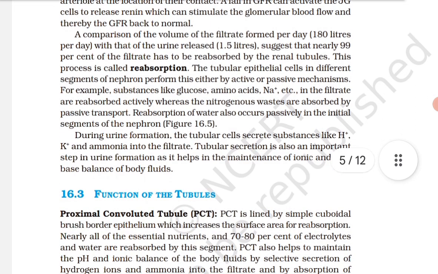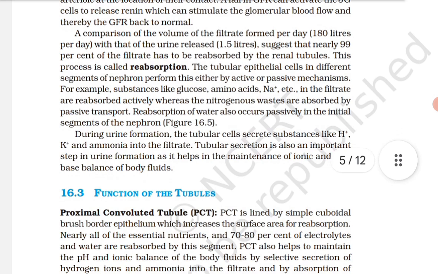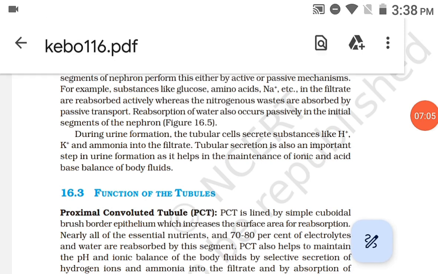Proximal convoluted tubule, that is PCT. The PCT is lined by simple cuboidal brush border epithelium which increases the surface area for reabsorption. Nearly all of the essential nutrients and 70 to 80% of the electrolytes and water are reabsorbed by this segment.